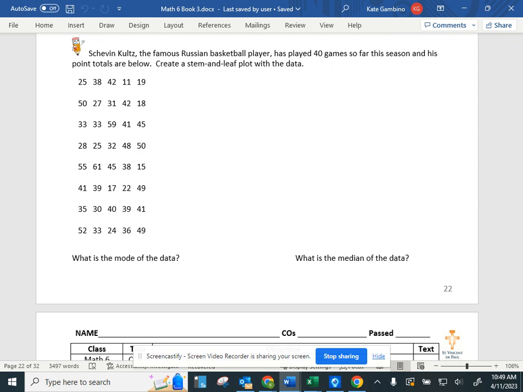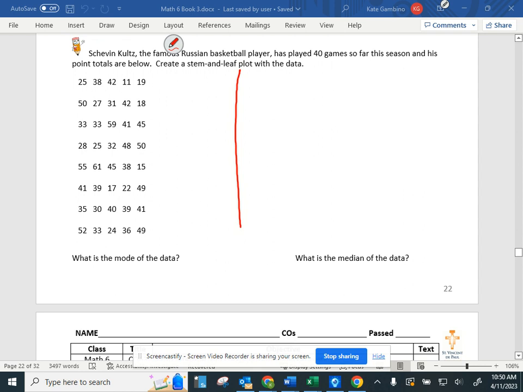So, Shevin Klotz, the famous Russian basketball player, has played 40 games so far this season, and his point totals are below. Create a stem and leaf plot with the data. So remember, our stem and leaf plots, we're going to have our stems on the left, and we're going to have the leaves going to the right. What numbers do you think I'm going to start at for my stems?